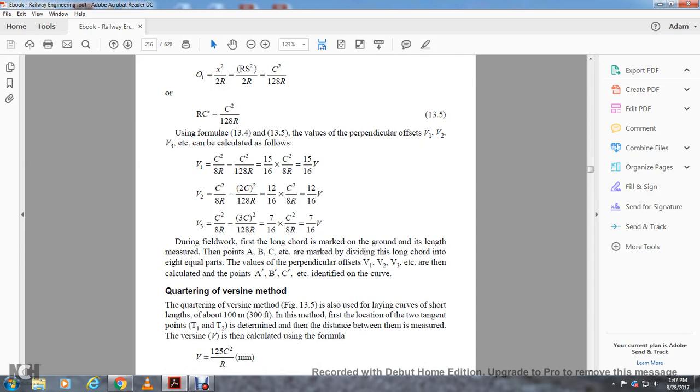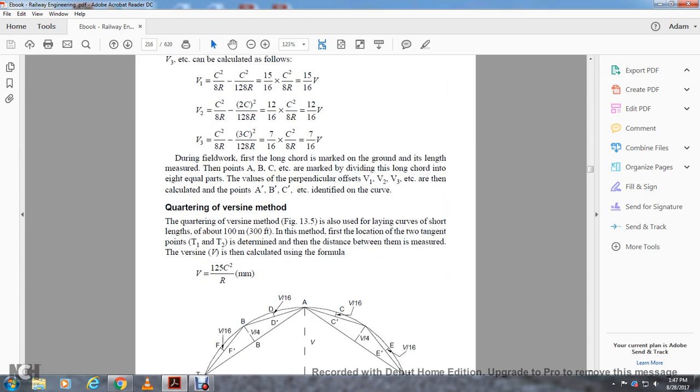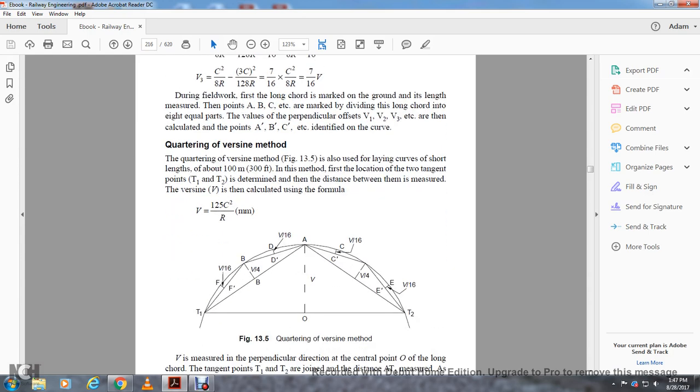Quartering the versine method. The quartering versine method is also applied to curves with a short chord length, about 100 meters or 300 feet. In the method, first the two tangents T1 and T2 are located and the distance between them determined, and the versine is calculated using the formula V equals 125 C squared divided by R in millimeters. Quartering versine means basically your line is set out on a 62 foot chord, with a 100 foot tangent: tangent 1, tangent 2, A, B, C.